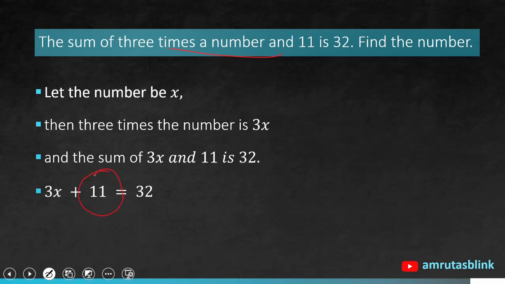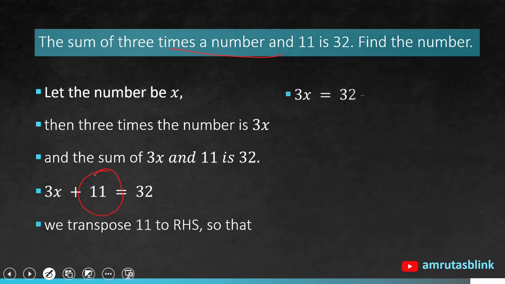In order to solve this equation, we need to remove this 11. So we need to transpose this 11 to RHS. That means we need to subtract 11 from both the sides. That is 3x is equal to 32 minus 11. So I have just reduced the step of plus 11 minus 11 from the left hand side. You can also rewrite it as 3x plus 11 minus 11 is equal to 32 minus 11. So 3x is equal to 21.